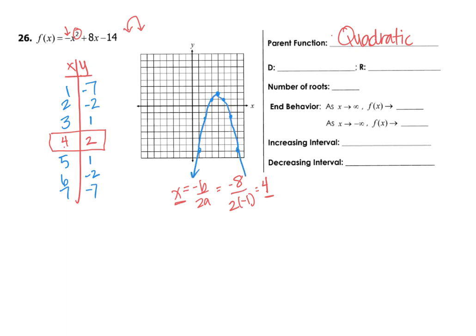Remember when the only thing you had to do was graph and not all this extra stuff? That was pretty cool. Okay, domain doesn't change. Our domain is going to stay all real numbers. We are spreading left to right forever.